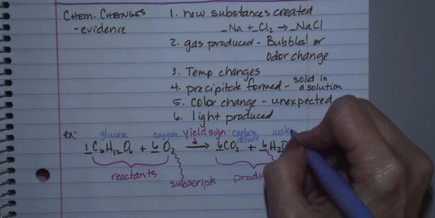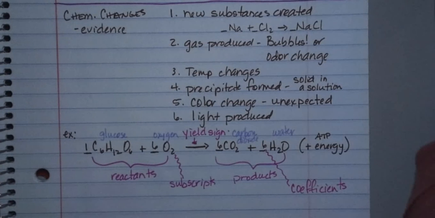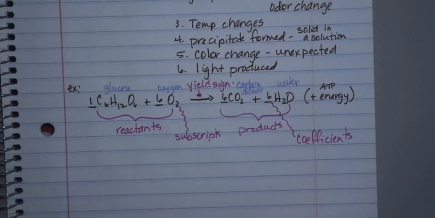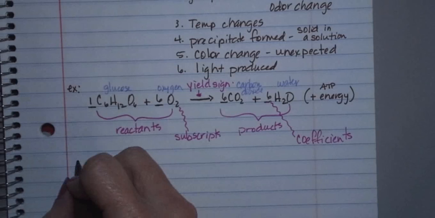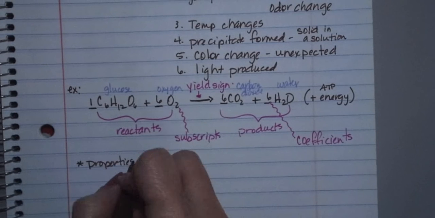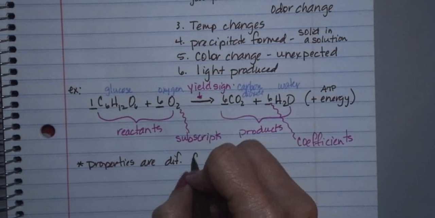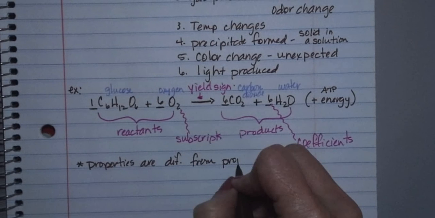Okay. What happens is that the properties of the reactants are going to be different than the properties of the products. So let's write that down. Properties of reactants are different from the properties of the products. And if you look at this, you know this is true.